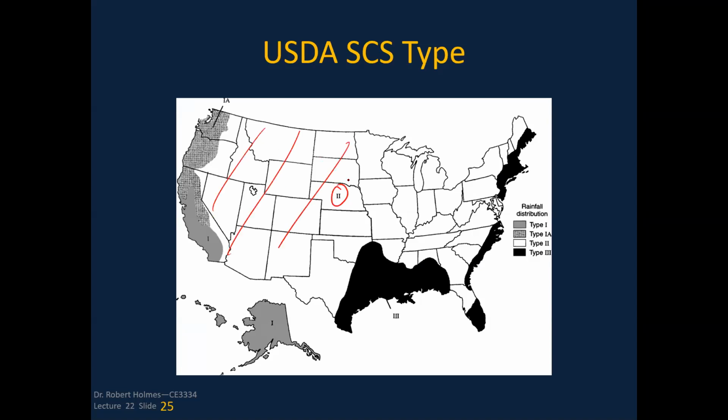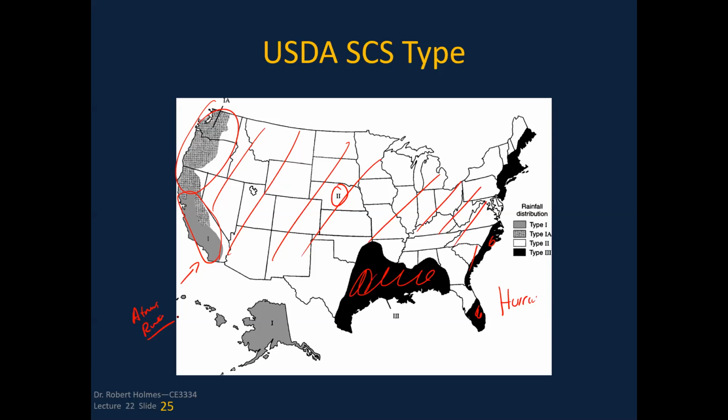And so, predominantly most of the country is type 2. In these areas here, type 3, these are influenced by what? Hurricanes. And then California, type 1, these are different. And then the type 1A, these are all coastal storms. A lot of this is atmospheric rivers that affect these areas.